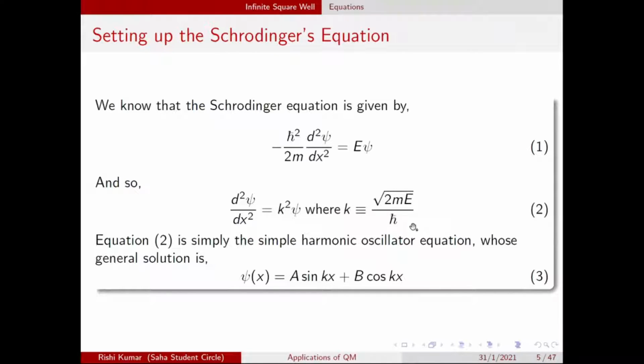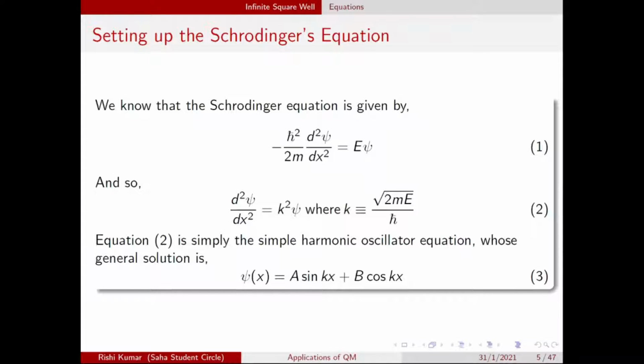So we must have seen what the Schrodinger equation is by now, right? That is equation one here: negative h bar squared by 2m, ∂²ψ/∂x² equals Eψ. And from equation one, we can see that d²ψ/dx² is nothing but negative k squared ψ, where k is equivalent to the root of 2mE by h bar. So we can also see here that equation 2 is simply a simple harmonic oscillator equation.